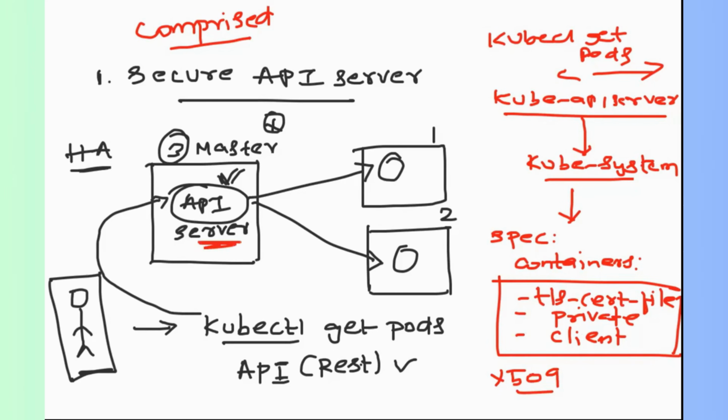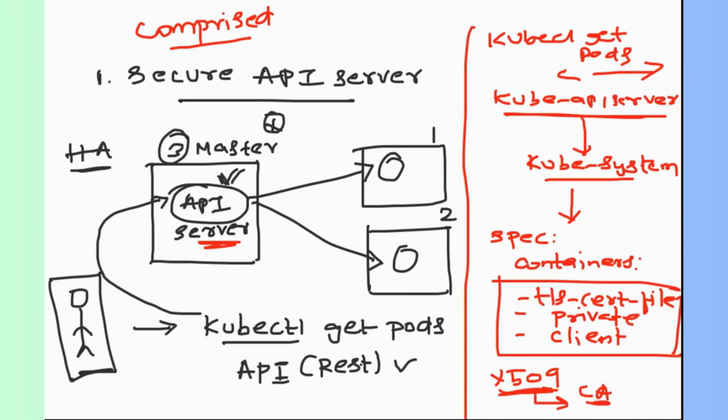But at the end of the day, on a very high level, if you are talking about the theory, just go to the kube-apiserver pod, and inside the pod you can add the certificate. This can be a self-signed certificate, or a custom certificate from any certification authority. So this is one way of securing your Kubernetes API server.